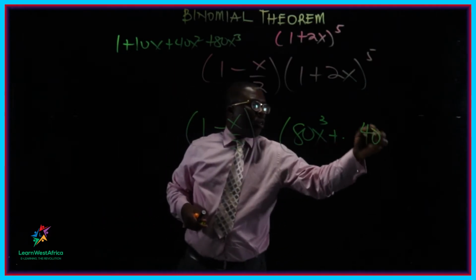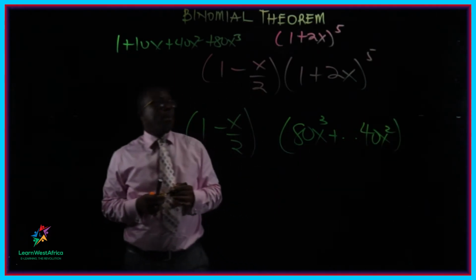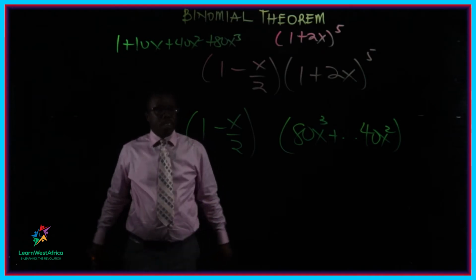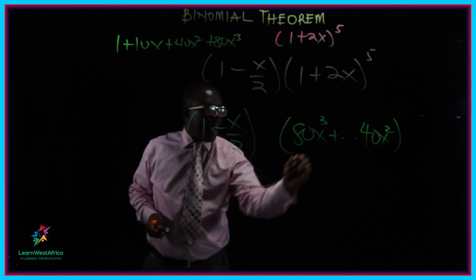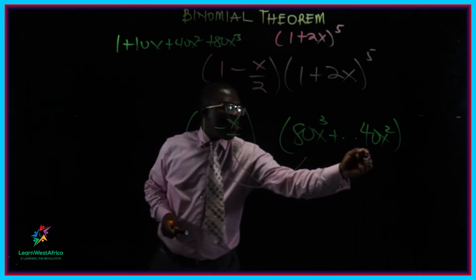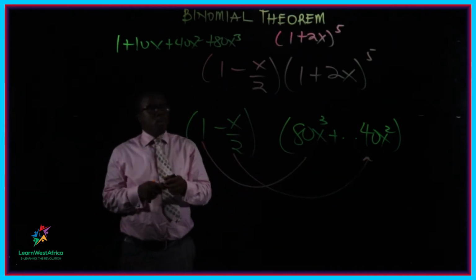So this will be written as 40x squared here. So what then do we do from this? One will multiply that, one will multiply this. Then this also multiplies that. So we put them together.